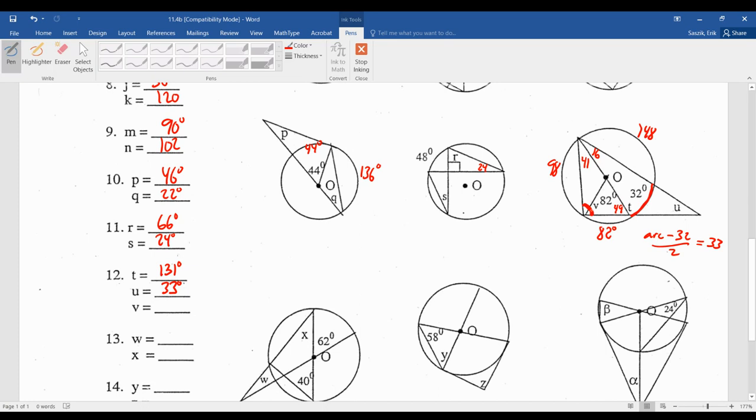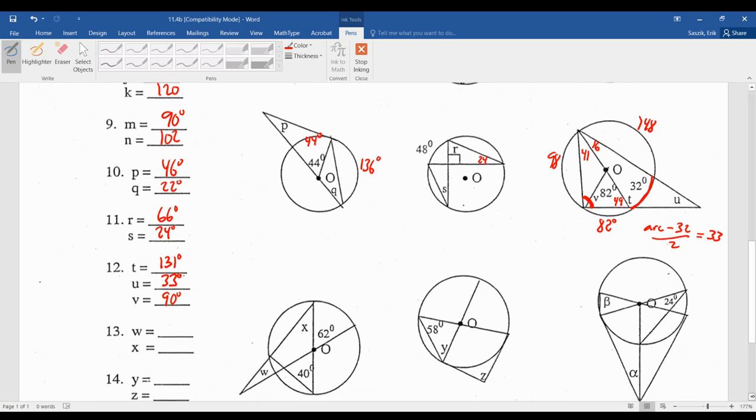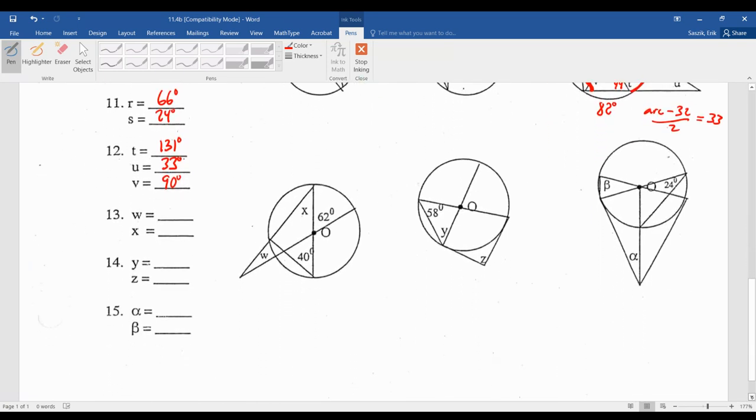So when I did angle V, I took half of 148, but remember, I should have had the 32. This is actually a diameter. Angle V is just 90 degrees. And that should make more sense. Okay, that's 90 degrees. We could have gotten that one right away. I made that one way harder than it was.